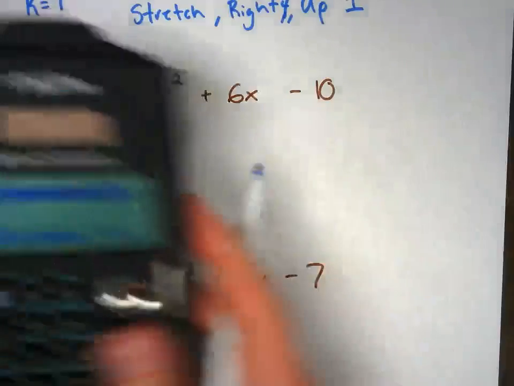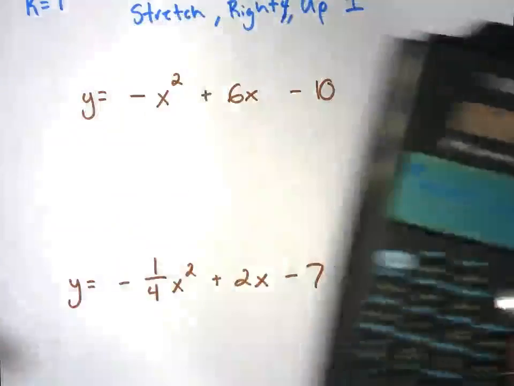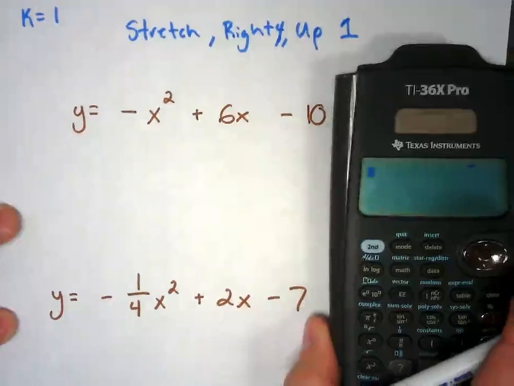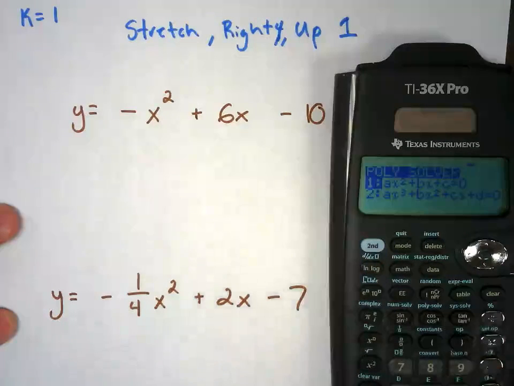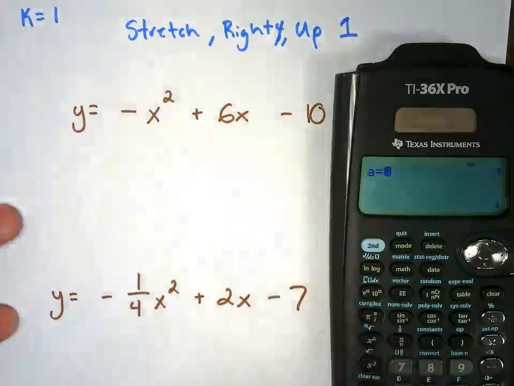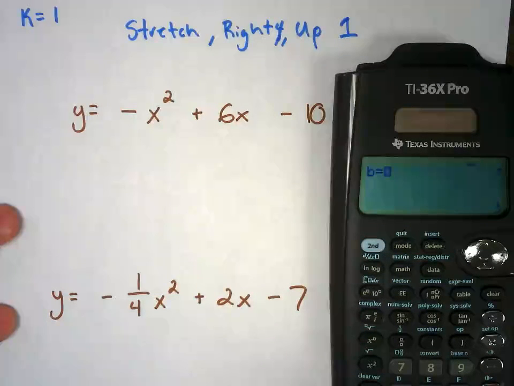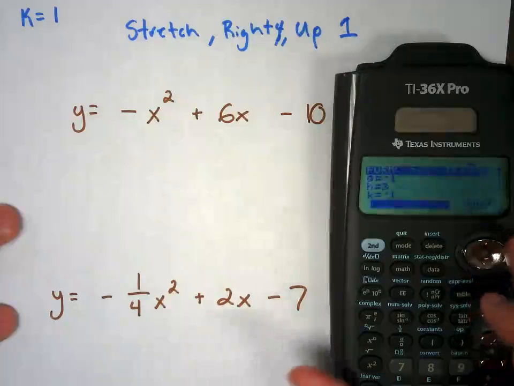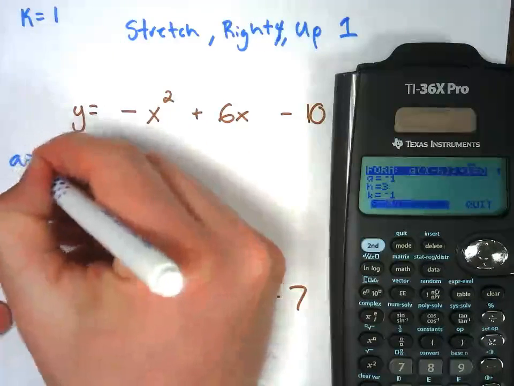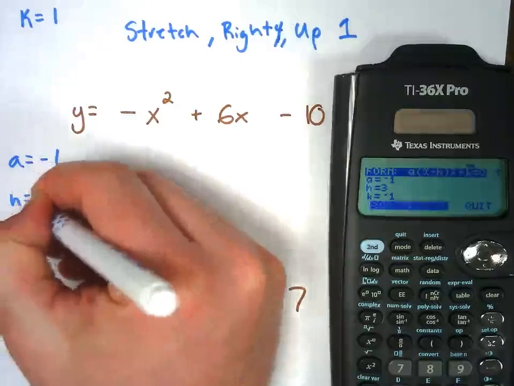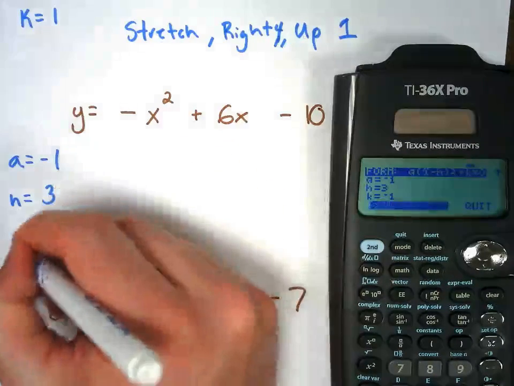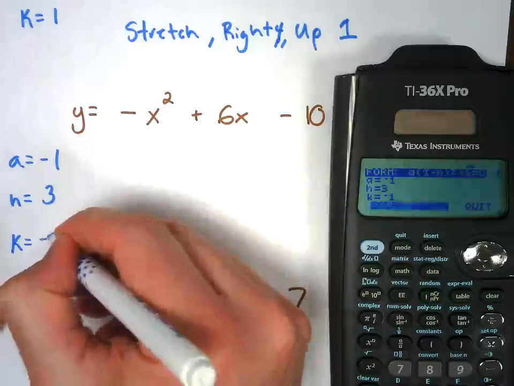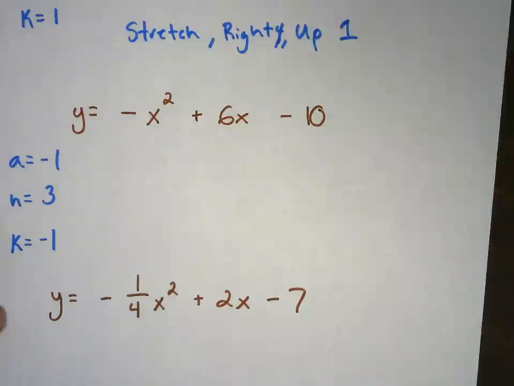All right, we're going to go back to our calculator. I'm going to clear. Over here, second PolySolve. Enter. My A here is negative 1. My B here is 6. And my C is negative 10. Solve. Again, not worried about the solutions. I'm more concerned about the A, the H, and the K. So the A is negative 1. The H is 3, and the K is negative 1. Again, all I need from the calculator at this point.